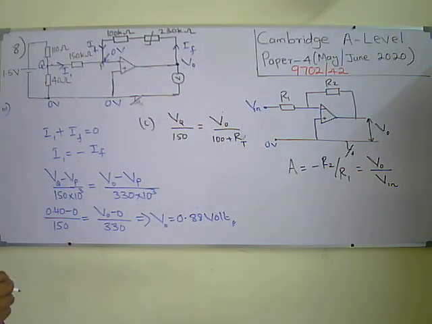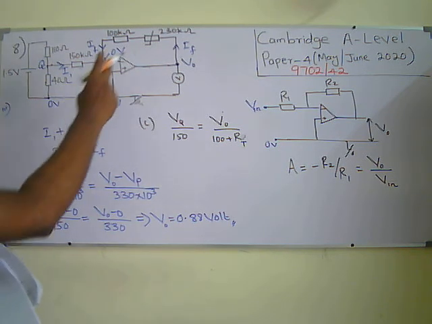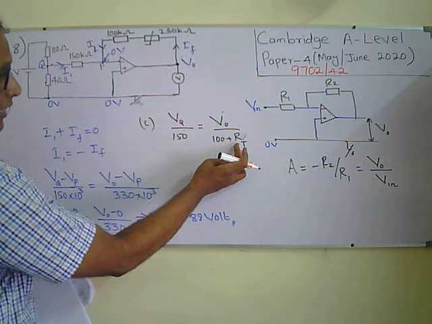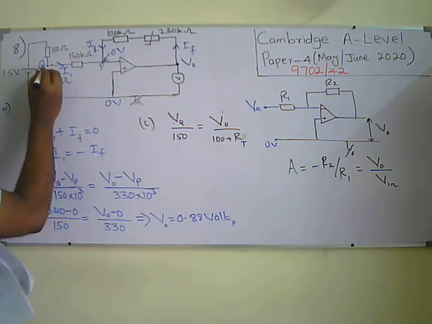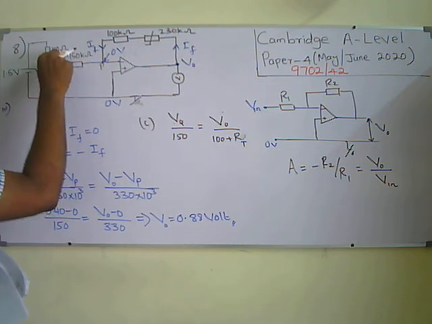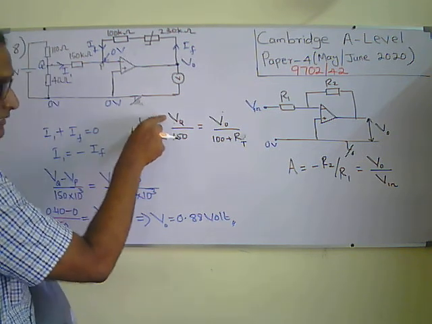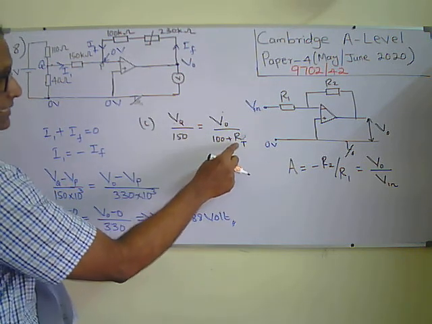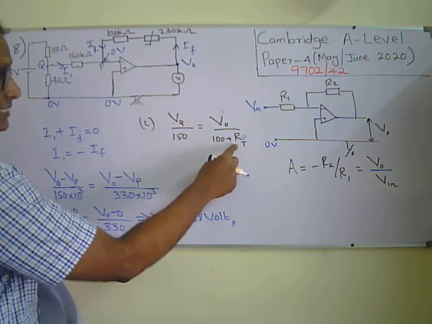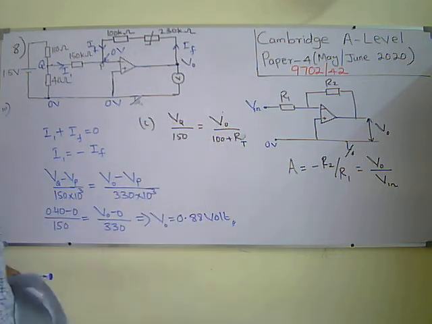Okay, so what happens when the temperature increases? Resistance of the thermistor will decrease, so RT will decrease. No change in VQ. VQ is the same, depending on these two resistances. So VQ has no change. 150 ohms has no change. When the temperature increases, RT will decrease. So when you cross multiply, V out will decrease. So the output voltage will decrease.